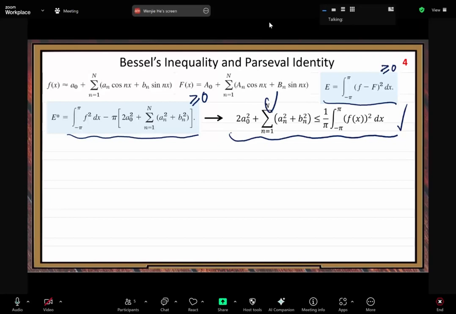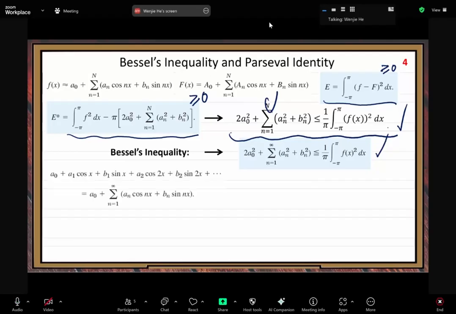Can we push capital N to infinity? When we push capital N to infinity, it's also true, right? We can push capital N to infinity, and it's still true. So we get Bessel's inequality. We push to infinity, and it is also true, so we call it Bessel's inequality. Directly, this result comes from the minimum square error theorem.